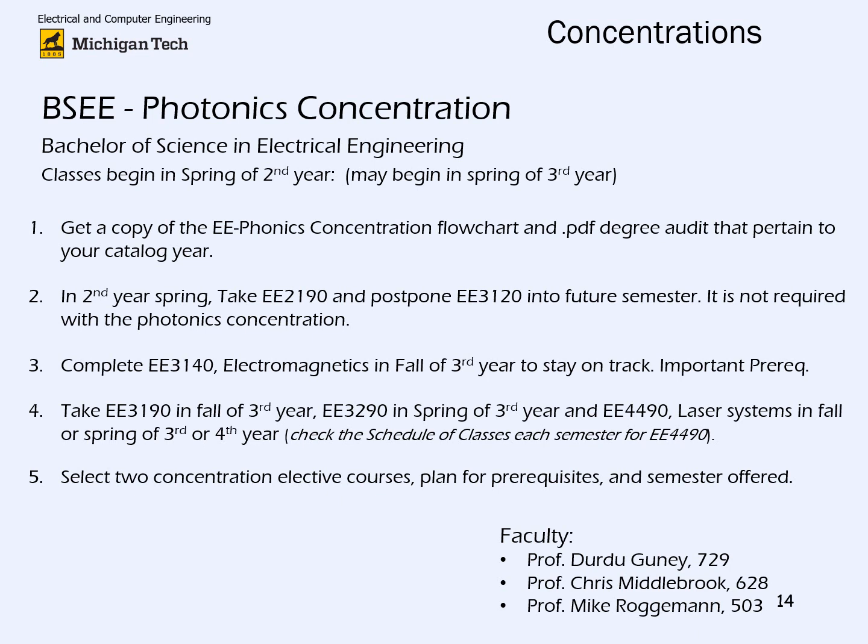EE 3120 is not required if you pursue the concentration in photonics and can be postponed to the third year without getting off track. EE 3140 Electromagnetics is an important co-requisite or prerequisite for most photonics courses. Take EE 3190 Optical Sensing and Imaging in the fall of the third year, and EE 3290 Photonic Material, Devices, and Applications in the spring of third year. Take EE 4490 Laser Systems in the fall of the last year.